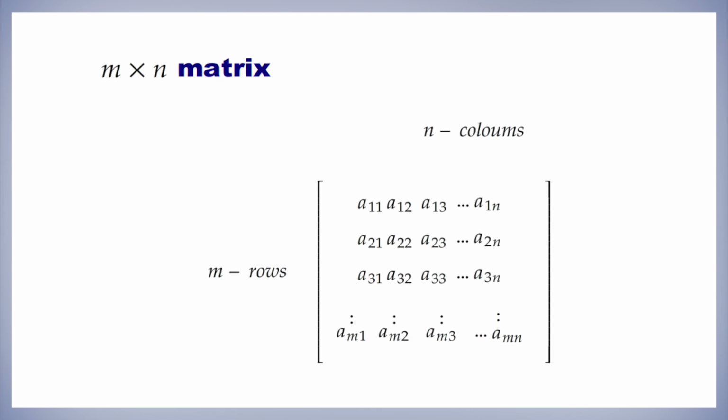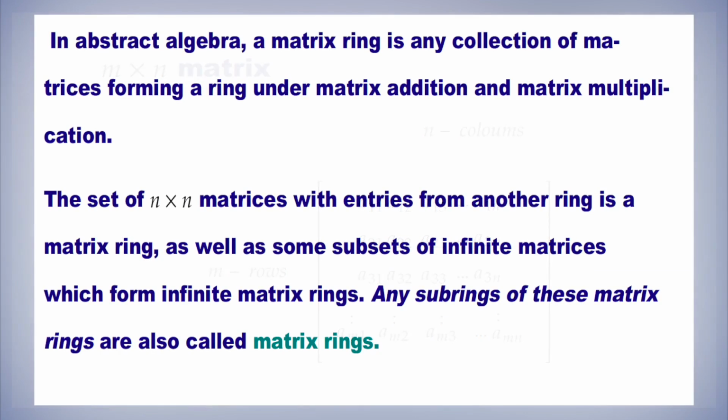Which one is column here? Yes, you are right. A11, A21, A31 and so on to Am1 is called the column here. In abstract algebra, a matrix ring is any collection of matrices forming a ring under matrix addition and matrix multiplication. The set of n by n matrices with entries from another ring is a matrix ring, as well as some subsets of infinite matrices which form infinite matrix rings. Any subrings of these matrix rings are also called matrix rings.